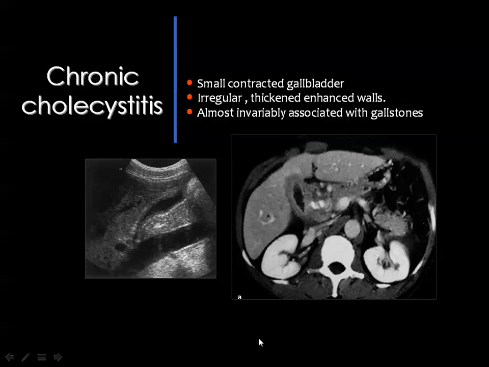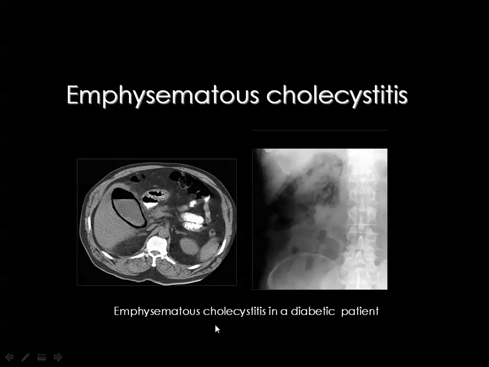Then chronic cholecystitis means that the gallbladder is small in size, being contracted, the wall is also thickened, and you may see or may not see the pericholecystic fluid, and also you can see calculi or you cannot. And here is an ultrasound example of a chronic acalcular cholecystitis with relative thickening of the wall. And this is a CT scan of chronic acalcular cholecystitis, and you appreciate the thickness of the wall.